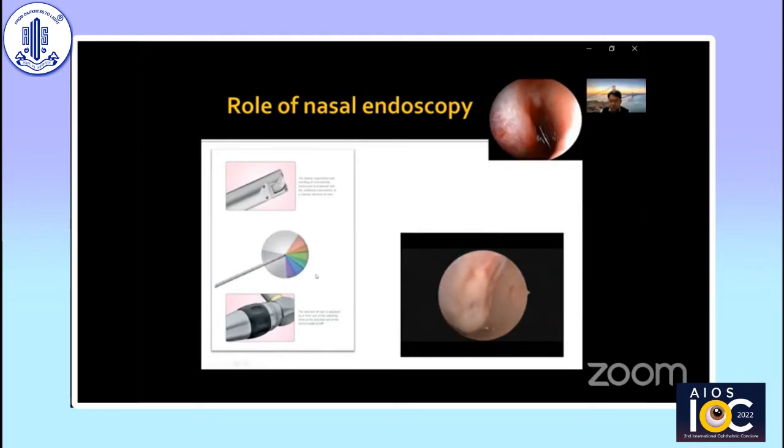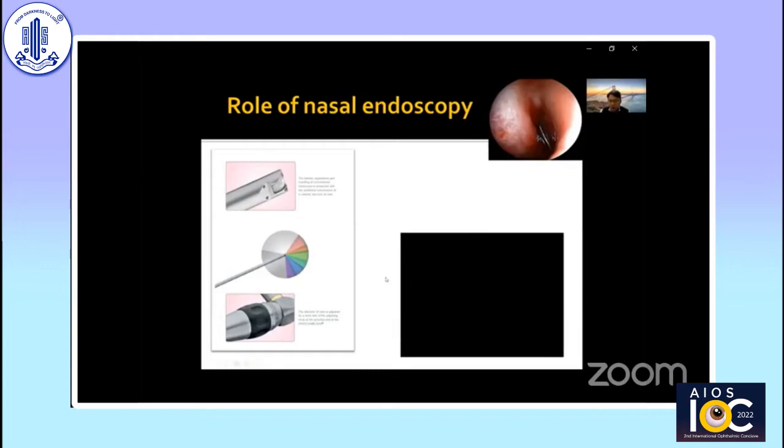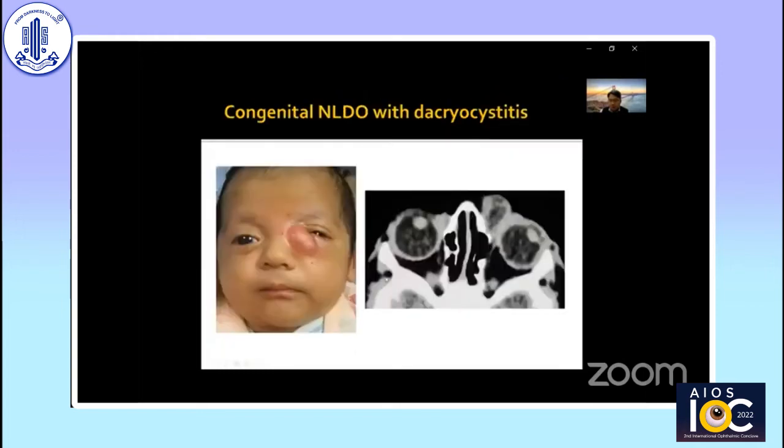This is a very special type of nasal endoscope with an adjustable angle, which allows you to look at different positions and different areas without changing the nasal endoscope. Let's look at a case. This is a 3-month-old child who presented to us with an infected dacryocystocele. He was treated with topical as well as systemic antibiotics with some improvement, but this mass persists, and therefore surgical intervention is needed.